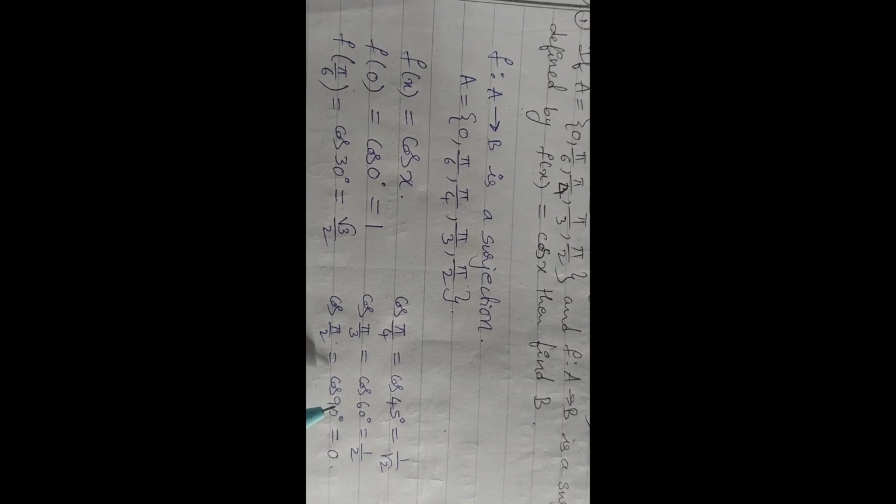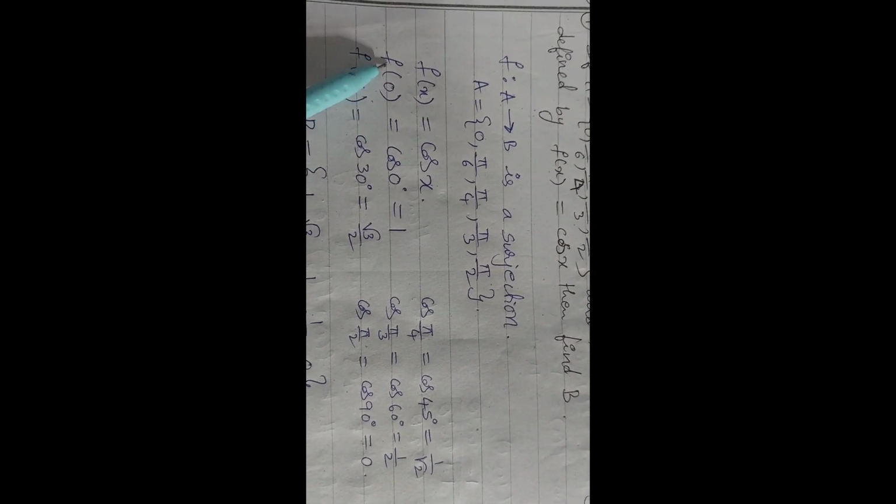The first question: if A is equal to {0, pi by 6, pi by 4, pi by 3, pi by 2} and f mapping A to B is a surjection defined by f of x is equal to cos x, then find B. So given the set is 0, pi by 6, pi by 4, pi by 3, pi by 2, and f of x is given as cos x. So we need to find the values of cos at each and every angle.